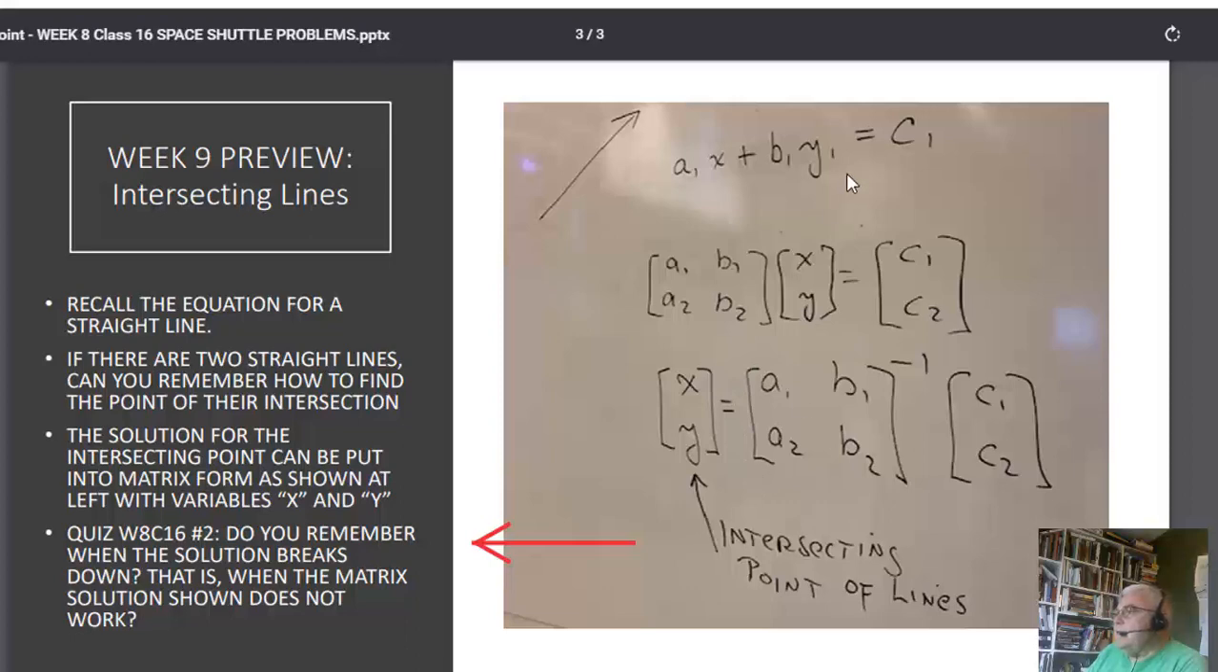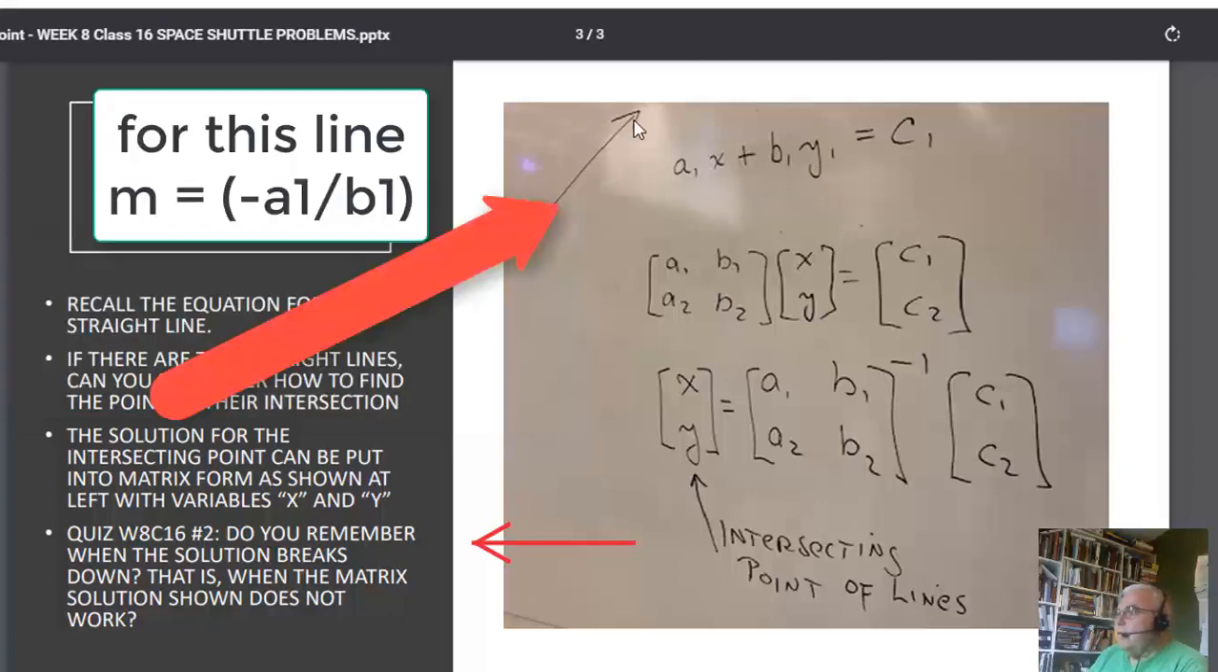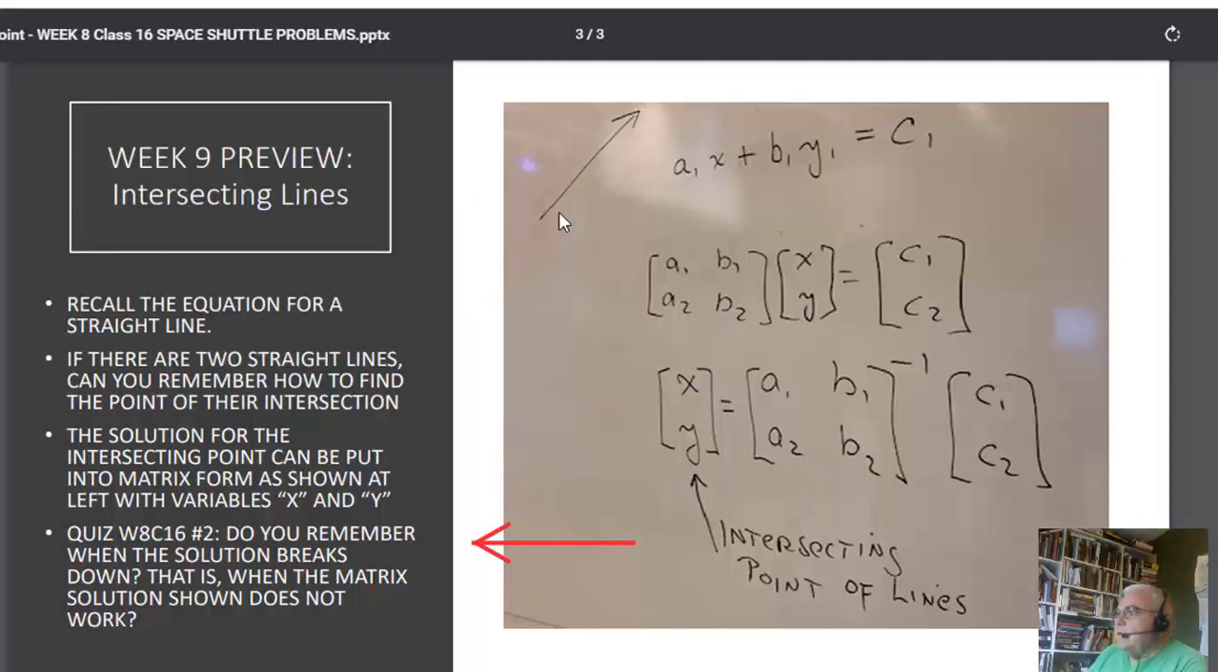Now the way to see that is to remember how you get the slope of this line. I don't know how you learned slopes and lines in high school, but I remember it was y equals mx plus b. That's how I learned it. And in y equals mx plus b, the m was the slope. So if we solve for y here, then the slope will be minus a1 over b1. Minus a1 over b1 will be the slope, and that will be the angle that this makes with the horizontal axis.